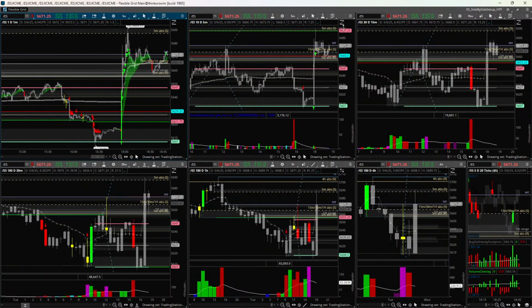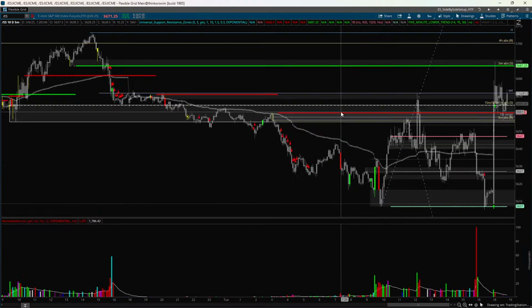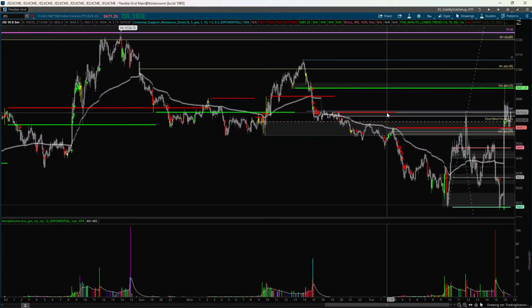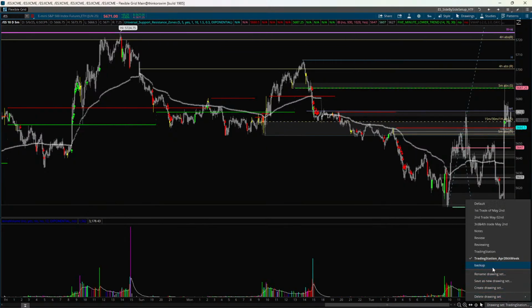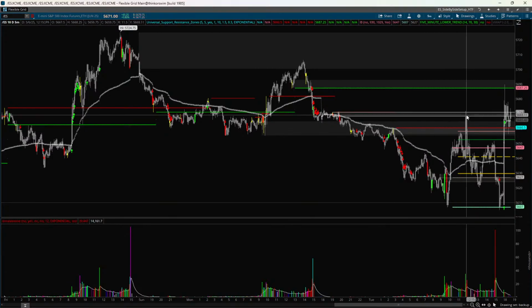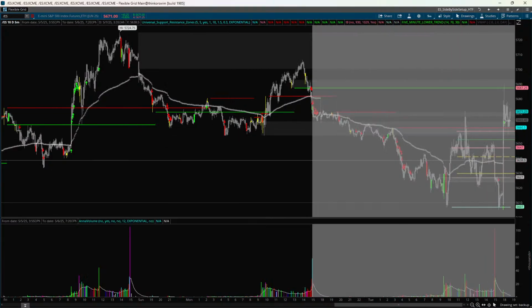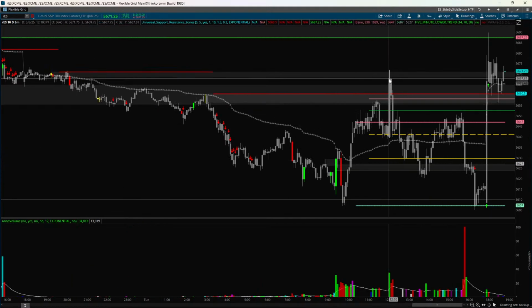The thing that I did miss was this right here. I should have marked that. This was a fresh level. If I'm looking at just a blank chart, as you can see, it's a fresh level. We have one here. Price broke through it, came there, paused, and I could have entered on the pause.